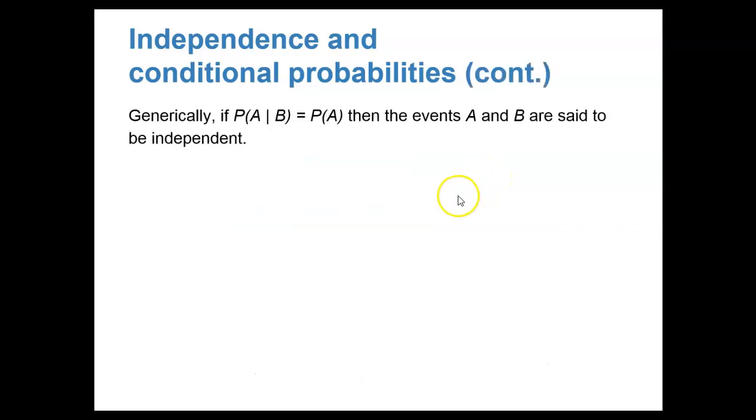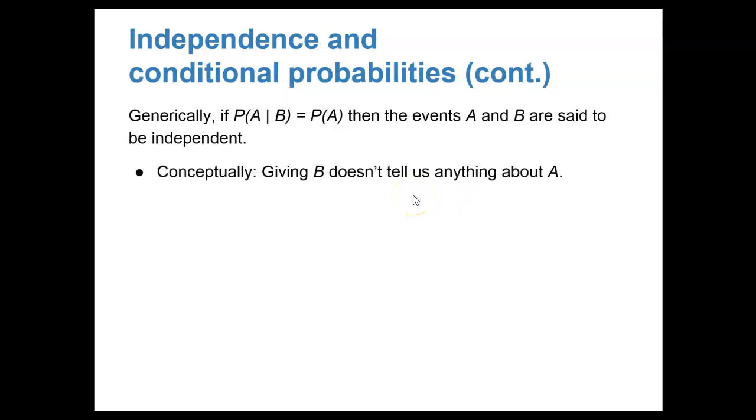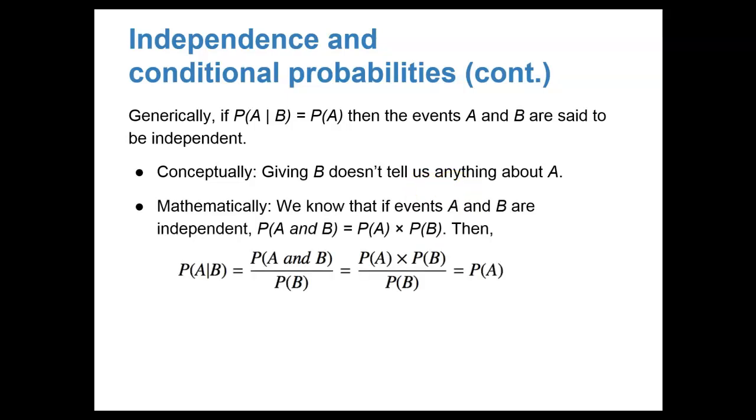So how would we summarize what we've just looked at? Well, generically, if the probability of event A occurring given that event B has occurred is equal to the probability of event A occurring, then the events A and B are said to be independent. Conceptually, what this means is giving event B as a condition doesn't tell us anything about the probability of event A occurring. Mathematically, we know that if events A and B are independent, then the joint probability of A and B is equal to the probability of A times the probability of event B.